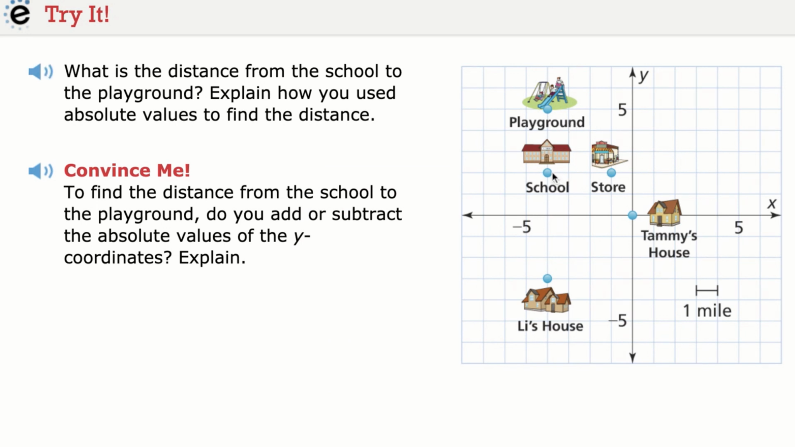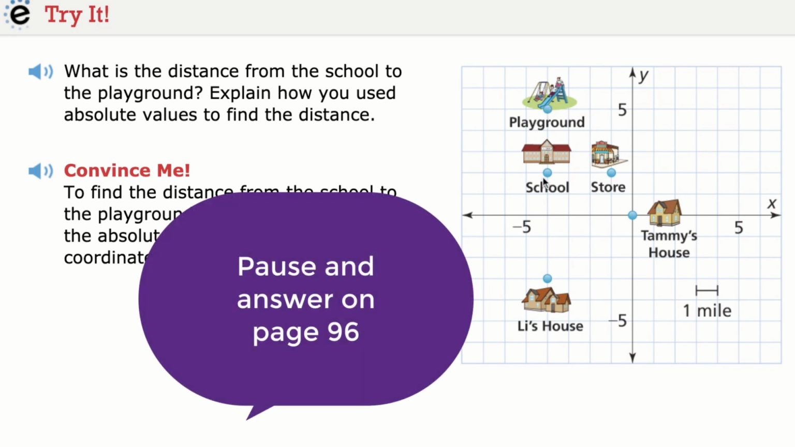All right, so we're going from the school to the playground. Notice again how they are on this same grid line here. This grid line points right to the x-axis, so they have the same x-coordinate, which means you will use the absolute values of the y-coordinate to find their distance, or you can just count the units between them. Okay, so pause the video, find the distance between the playground and the school, and then unpause to check your answer.